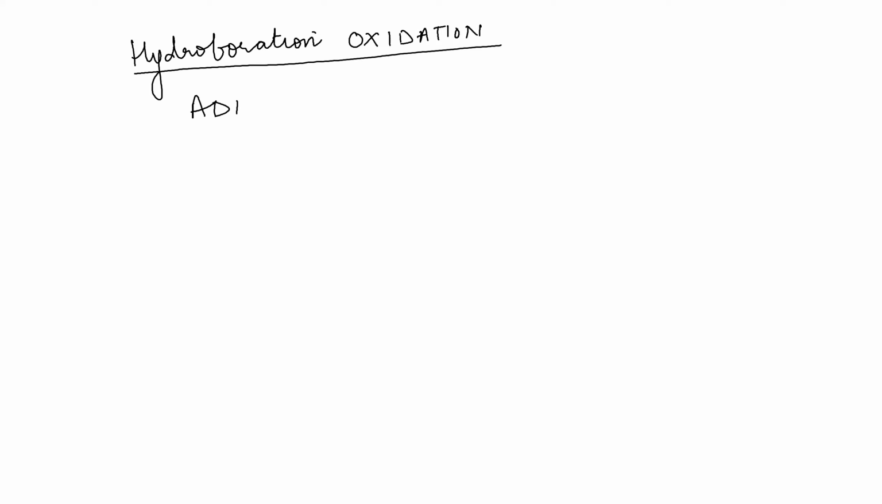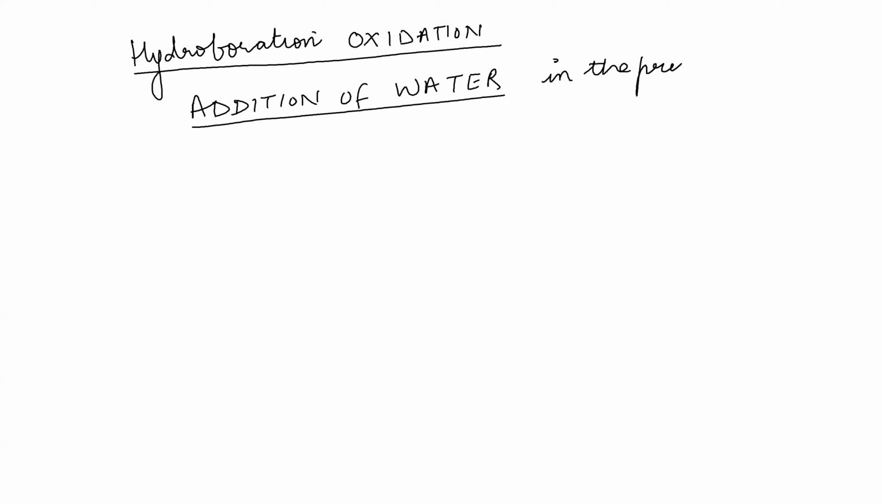Next we have hydroboration, oxidation, right? This is addition of water. This is also addition of water. Okay. But this addition of water is in the presence of what? This is the addition of water in the presence of BH3, followed by ROH, alcohol, followed by H2O2, followed by base.